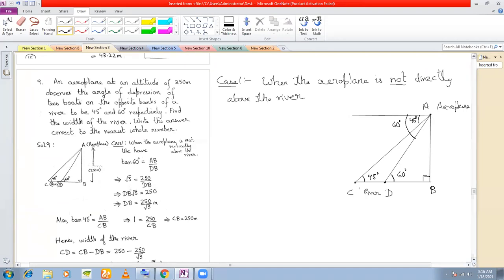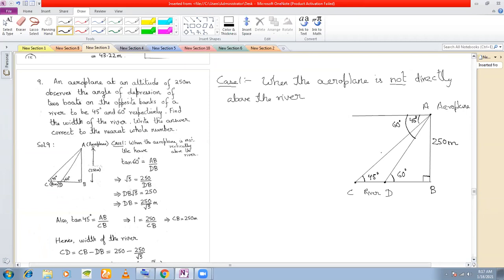Now let's see what measurements are given. This aeroplane is at an altitude of 250 meters. That means this length AB is 250 meters. Okay, and any other length given? No other length you see in the problem is given. And you will have to express the answer correct to the nearest whole number. So this is also among the type 1 and type 2 figures. So let us proceed to find out CD, the length of CD.